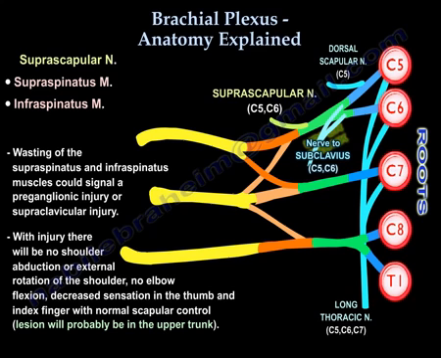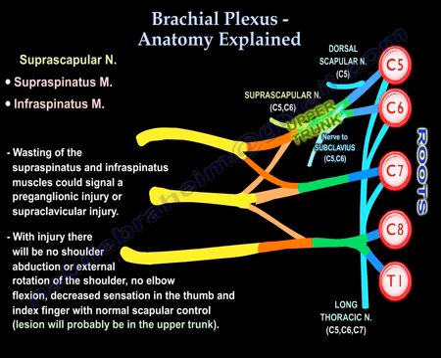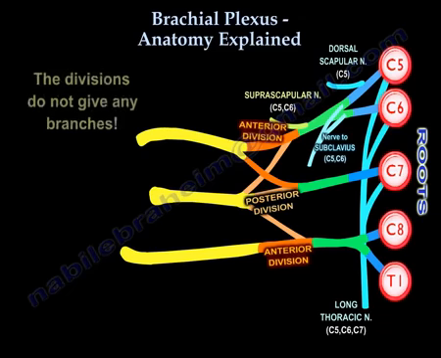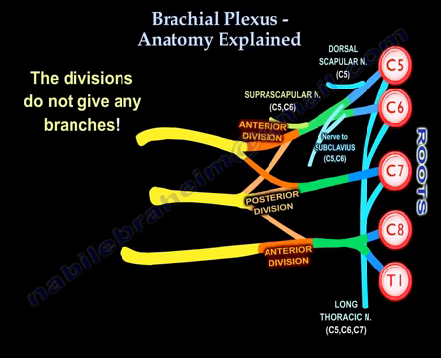There will be decreased sensation in the thumb and index finger with normal scapular control. So where is the lesion? Probably in the upper trunk. Now let's go to the divisions. The divisions will not give us any branches.